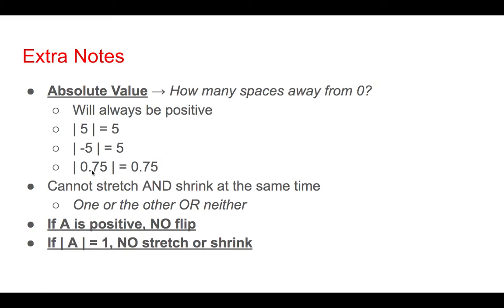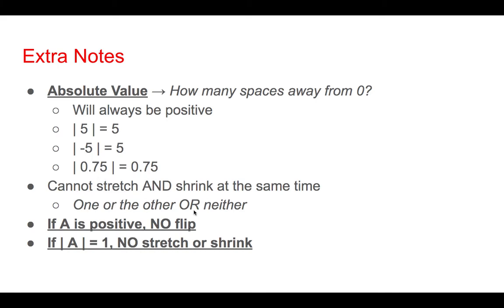And the same thing works for decimals. The absolute value of 0.75 is 0.75. Even if this were negative, the absolute value of -0.75 would still be a positive 0.75. Okay.